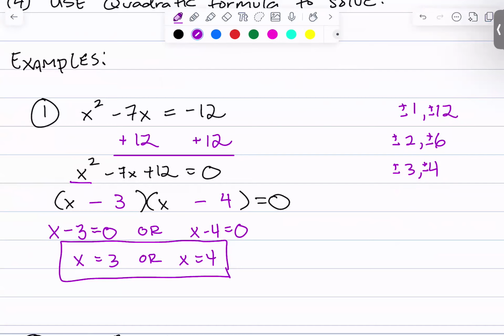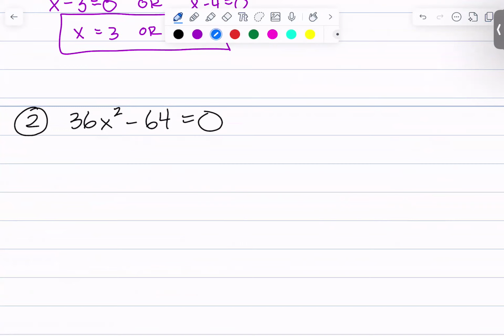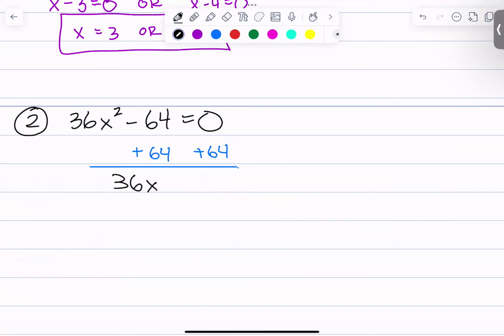Right, so I'm going to solve it. I only see one x variable, which is the x squared. So I'm going to solve it by taking the square root. So I'm going to solve this by adding 64 to both sides. Once we do that, it's going to be 36x squared equals 64. And then I'm going to divide by 36, divide by 36. So then x squared equals 64 over 36.